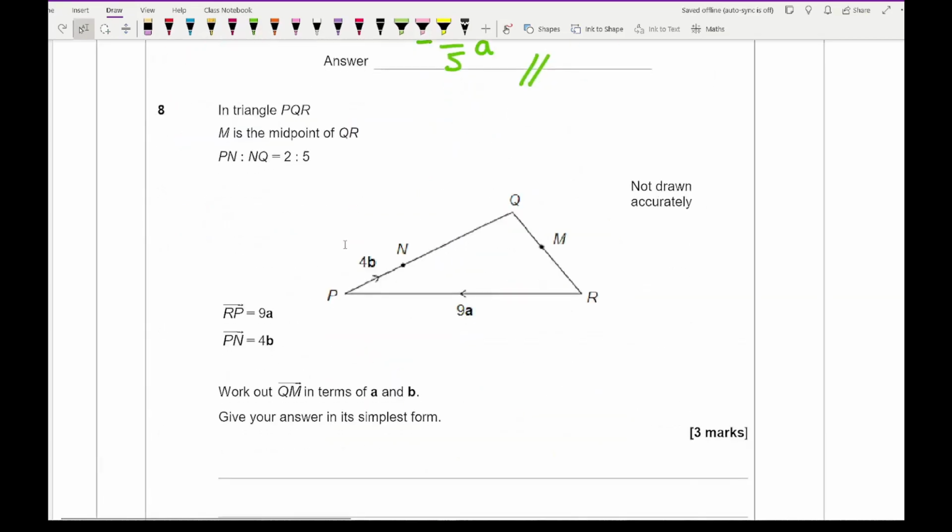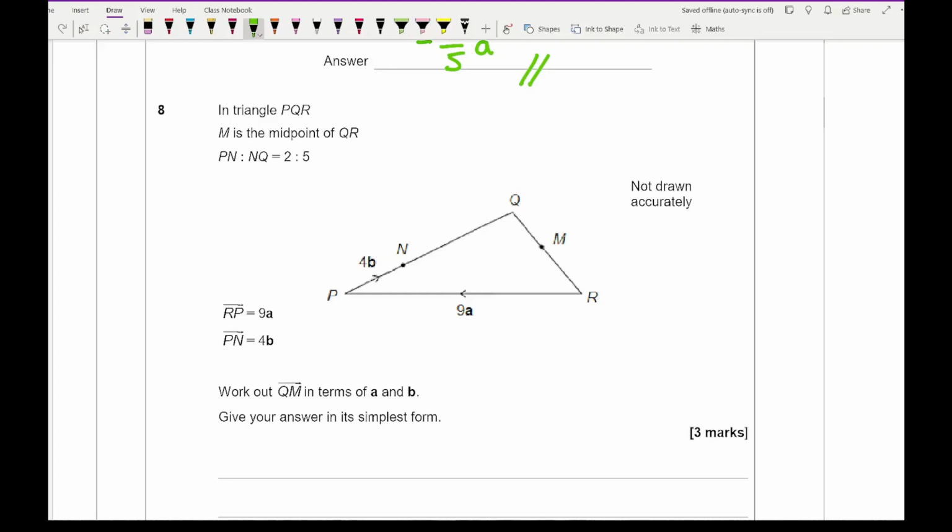Moving on to question 8, it says in a triangle PQR, M is the midpoint of QR, PN to NQ is 2 to 5, RP is 9A, PN is 4B, work out Q to M in terms of A and B. And it says give your answer in its simplest form. So let's have a look at this ratio then. So looking at the ratio, we need to know what P to Q actually is.